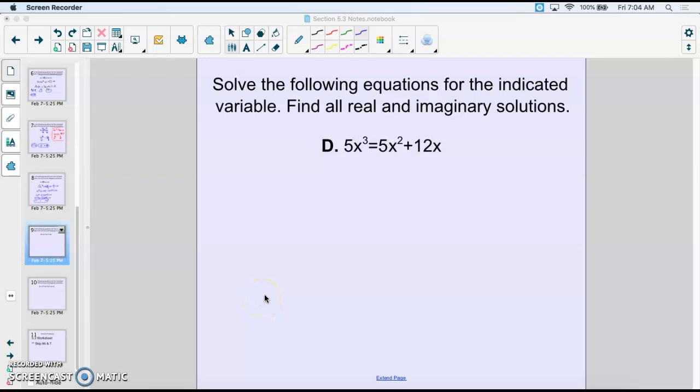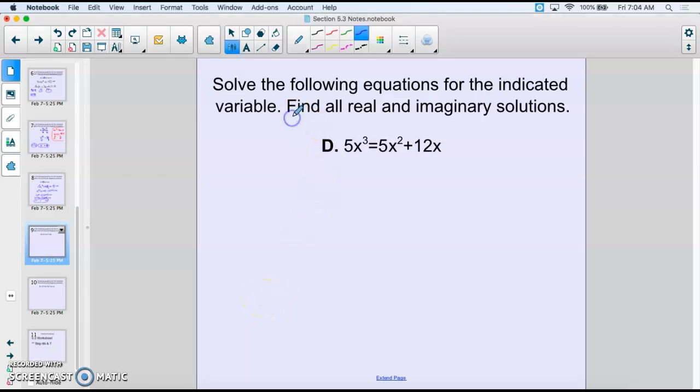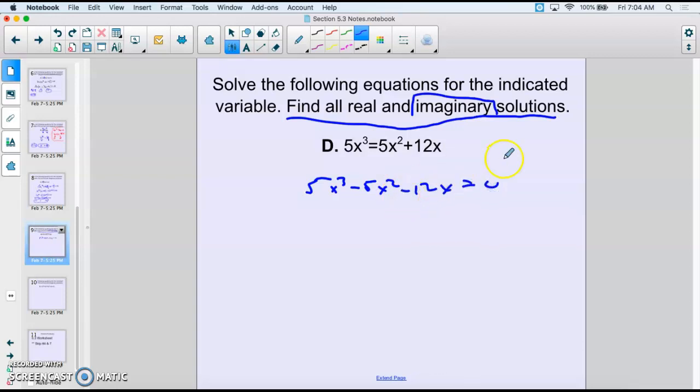All right, welcome to part two. We're going to keep going here. Remember, we're finding all real and imaginary solutions. So far, we haven't found any imaginaries yet, but they're bound to come here. So our first step, get everything on one side here. So 5x cubed minus 5x squared minus 12x, and all that equals 0.